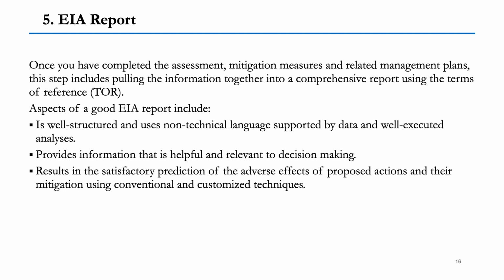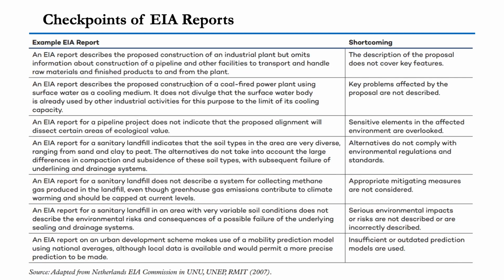It also provides information that is helpful and relevant for decision making, and results in the satisfactory prediction of the adverse effects of the proposed action and their mitigation using customized techniques. These are the checkpoints of EIA reports. For example, an EIA report describes the proposed construction of an industrial plant but omits information about construction of a pipeline and other facilities to transport and handle raw material and finished product to and from the plant. Shortcoming: the description of the proposal does not cover key features.